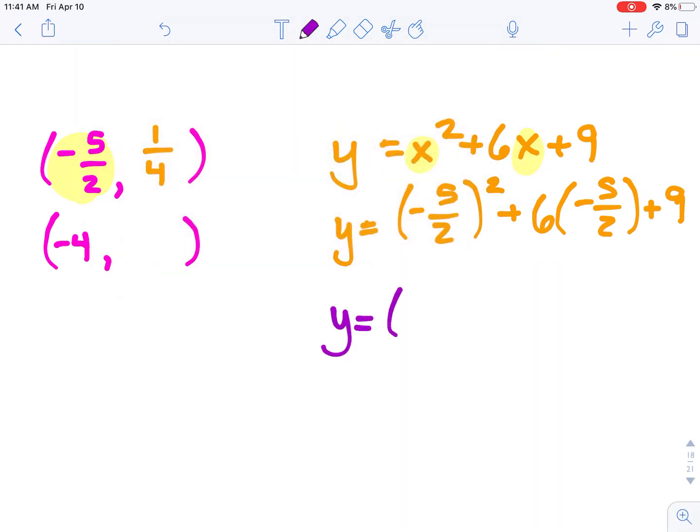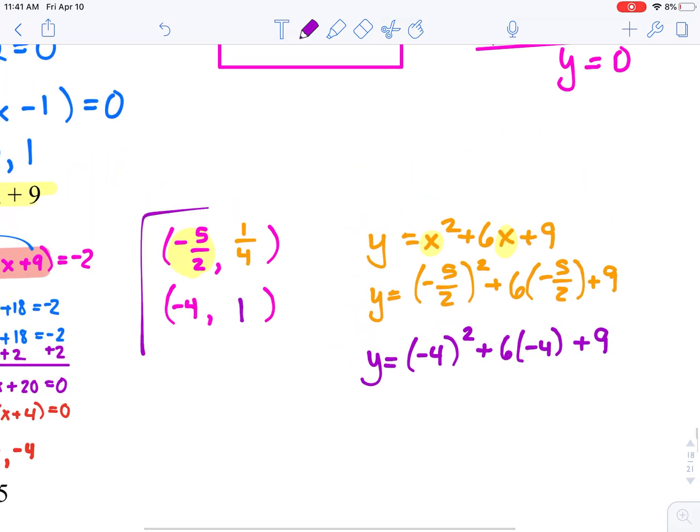Then we're going to do the same thing. We're going to replace our y. Make sure you use parentheses. And when you plug that into your calculator or do it in your head, you end up with 1.